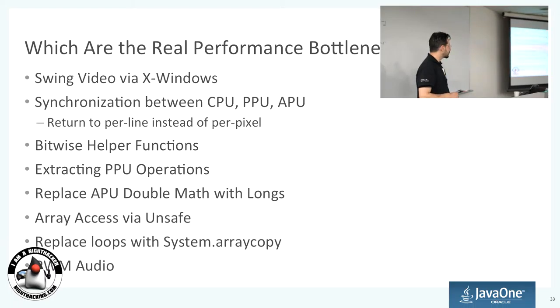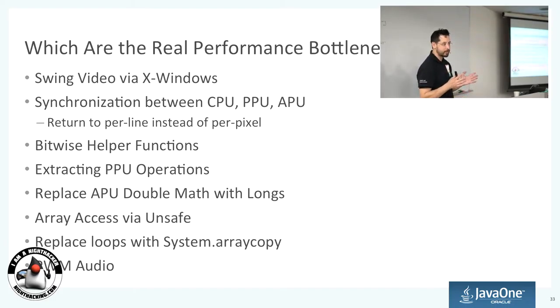Also, there were some helper functions for doing bit operations. I replaced the helper functions, I basically inlined them. I put the bit mask operations directly in the code base with some regular expressions. Also, I extracted some of the PPU operations that were happening once per pixel or line to happen once per frame instead. Replace some APU double math with longs.